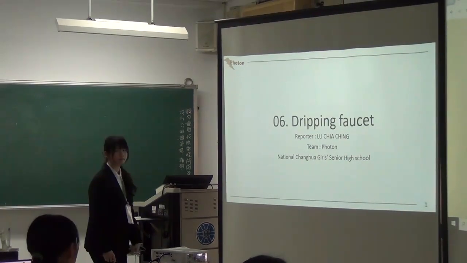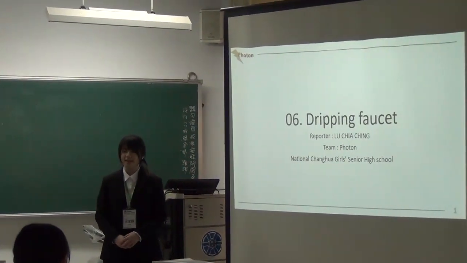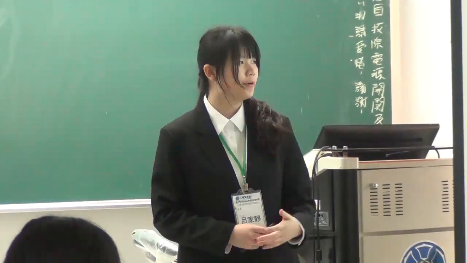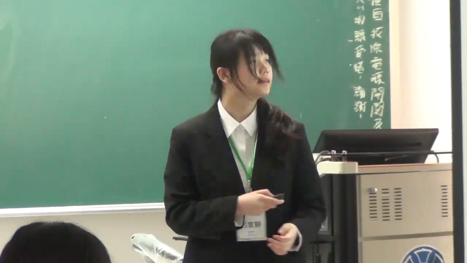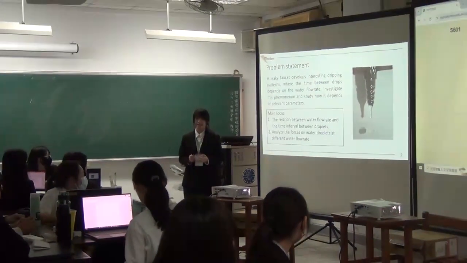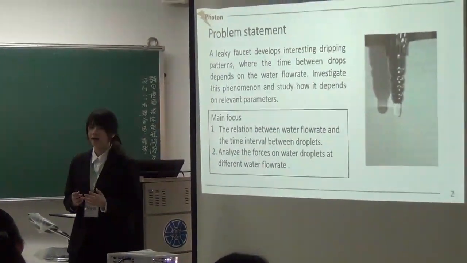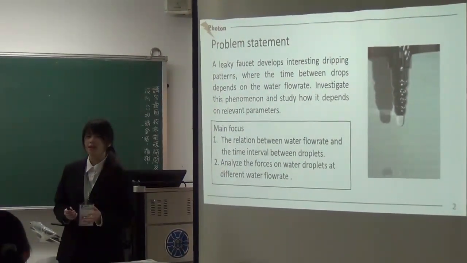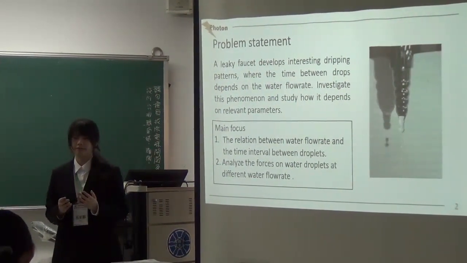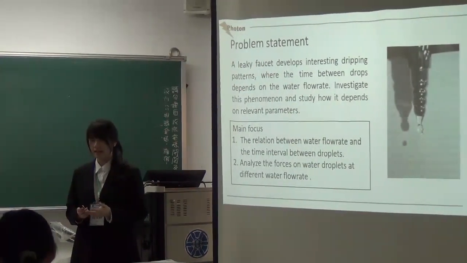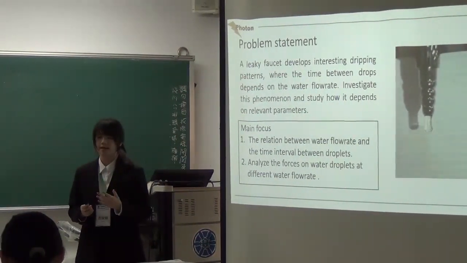Hello everyone, I'm 李佳静. Today I'm going to report a problem, Dripping Faucet. And here is a problem statement. A leaky faucet develops an interesting dripping pattern, where the time between drops depends on the water flow rate. Investigate this phenomenon and study how it depends on relevant parameters.